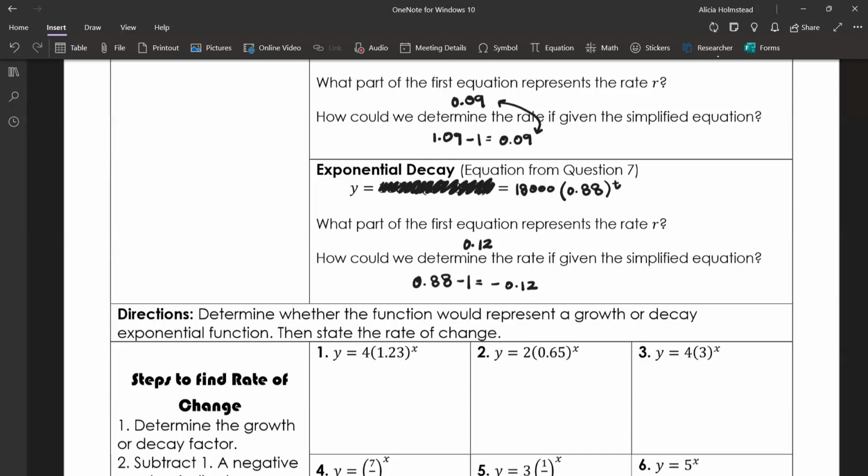Now you may say, hey, that's negative. That is not the exact rate that we had before. But why did we get a negative here? Well, that negative implies decay. So it's okay, because this is a decay equation. If we get a negative, it's okay. We would just ignore the negative since we already know it's decay and say that it's decaying at a rate of 0.12.